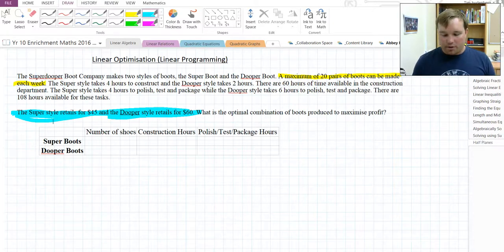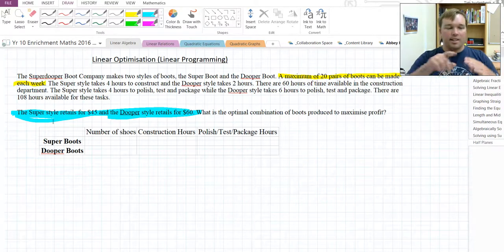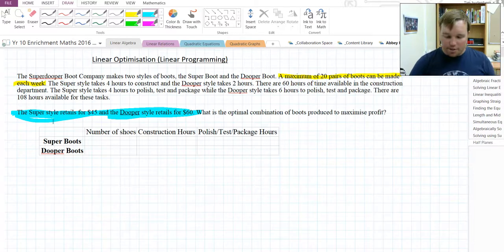And what we're going to do is set up a series of constraints, or a series of things we must satisfy that will give us a list of feasible solutions. So one possible solution might be we could make two super boots and two duper boots.